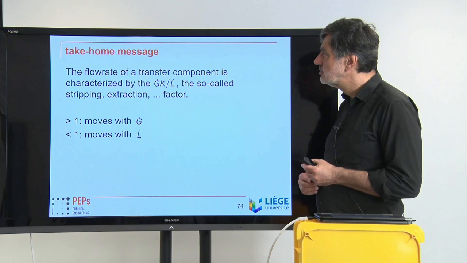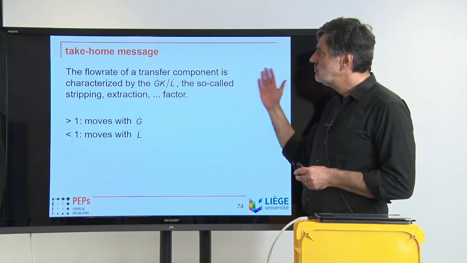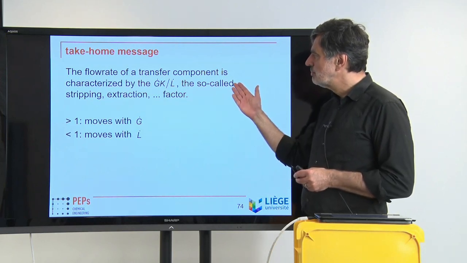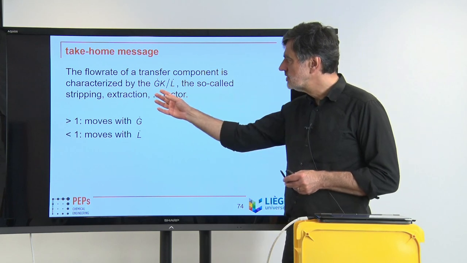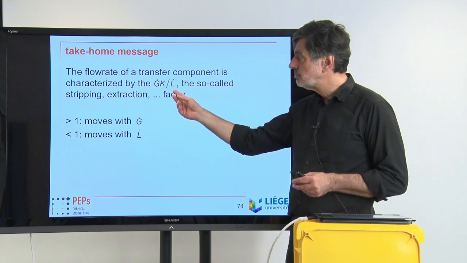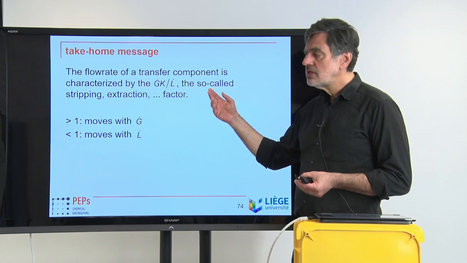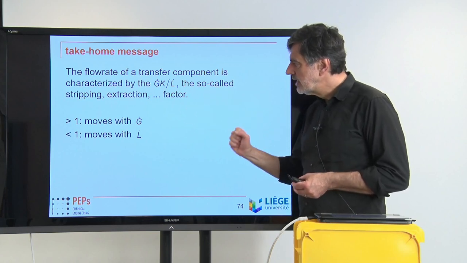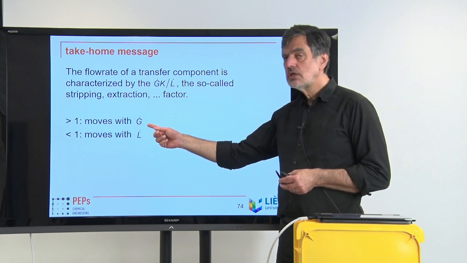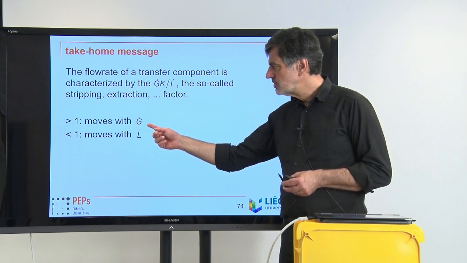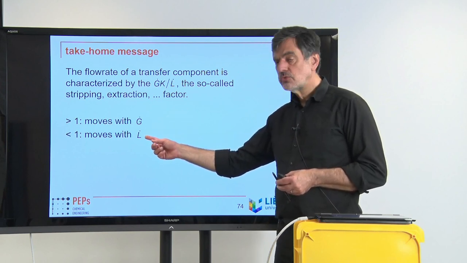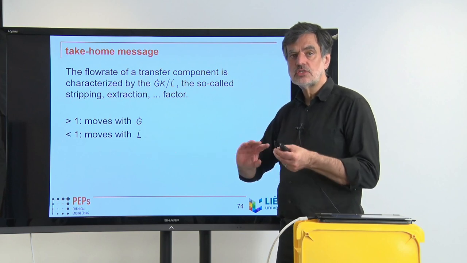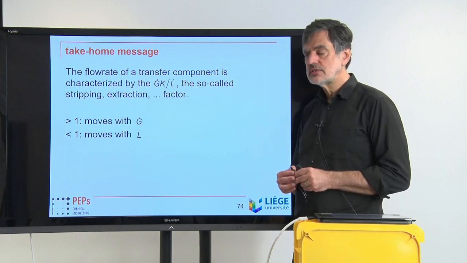To summarize and to have the take-home message, we realize that the flow rate of a transfer component is characterized by this G dot K over L dot for that component, which is the lambda, the so-called stripping, extraction or whatever factor. And we realize that if this is larger than 1, the component is preferentially moving with the G dot. If it's less than 1, it moves preferentially with the L dot. And we have seen all the consequences of that in the discussion.